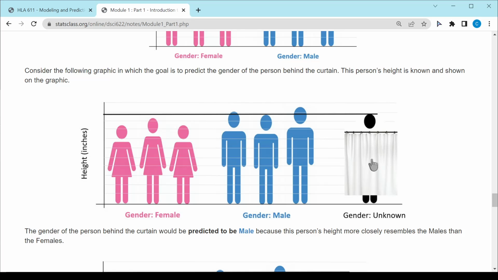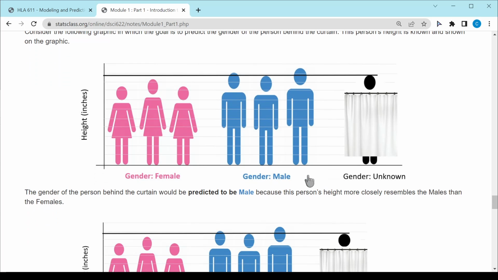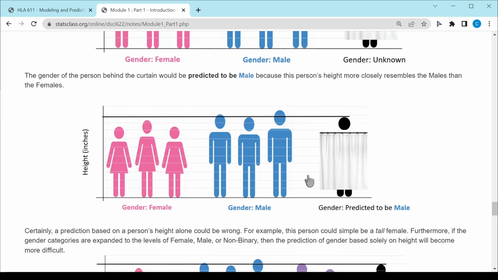Again, because this person's height more closely resembles the heights of males. Now, I can certainly be wrong in that, right? So I could be wrong. This person could actually be just a taller female. So again, we have to realize that no predictions are perfect, and there are going to be situations where predictions are much harder than other situations.